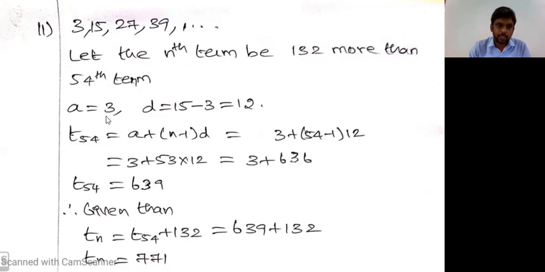It is given that A is equal to 3 and the common difference D is equal to 15 minus 3, which is 12, or 27 minus 15, which is again 12. So we know the A and D values now. We are asked to find the nth term, but for that, we are finding the 54th term first. T54 is equal to A plus n minus 1 into D. 3 plus n value 54 minus 1 into D value 12. So 3 plus 53 into 12. So 3 plus 636. So the 54th term is 639.